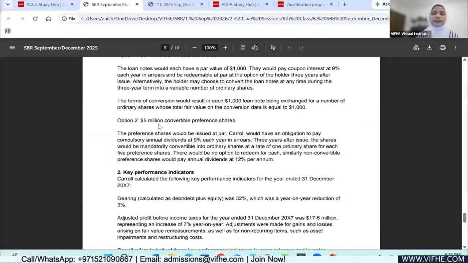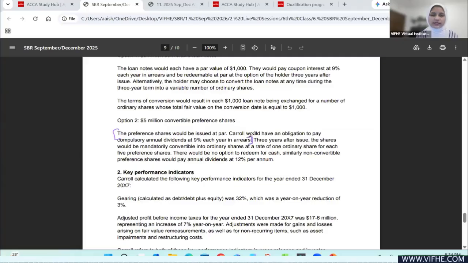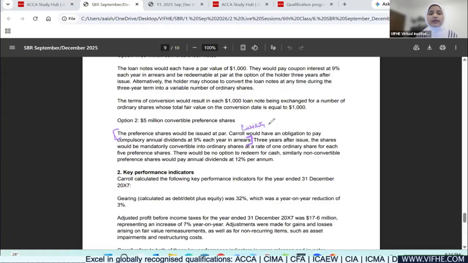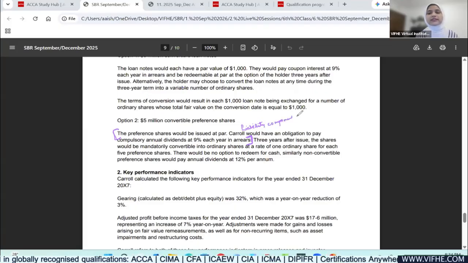Option 2 is to issue 5 million preference shares. The preference shares would be issued at par. Carol would have an obligation to pay compulsory annual dividends at 9% each in arrears. Before I read anything, this one sentence itself, where the obligation to pay compulsory annual dividend comes, what does it mean? Yes, that there is a liability element present for sure. The entire thing could be a liability instrument only. But if the entire thing is not a liability instrument, then at least the liability component is 100% present.